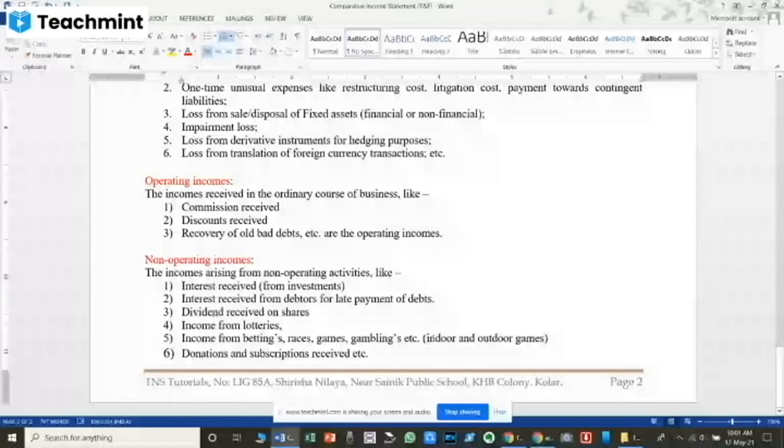That may be indoor games or outdoor games. That is, any incomes earned from the indoor and outdoor games come under non-operating income. Next, donations and subscriptions received.